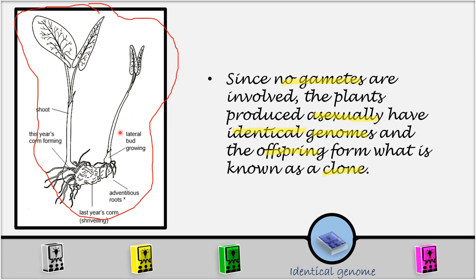And these offsprings, which are coming from a corm which was there last year, form what we call a clone. A clone is an organism having the same genome, the same genes. They are similar. They are alike. So that's what we are saying. Because there are no gametes, there is no variation. They look alike. They are identical.